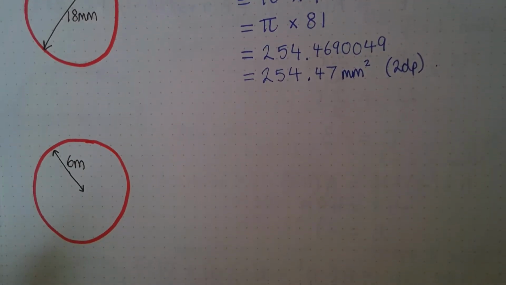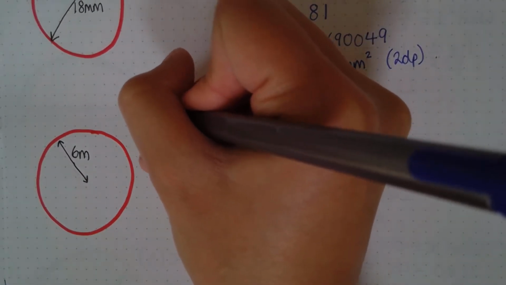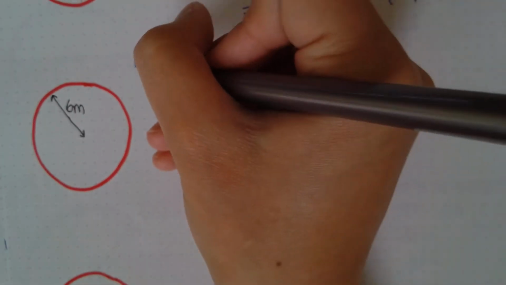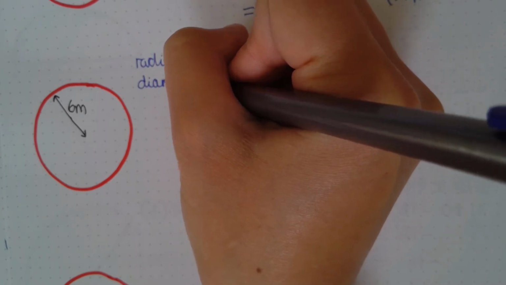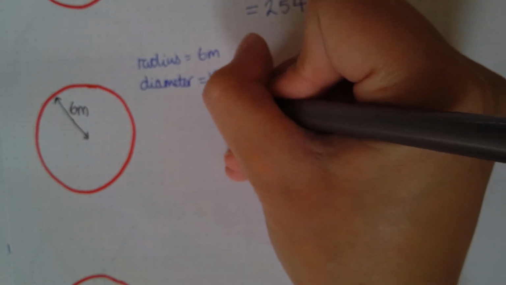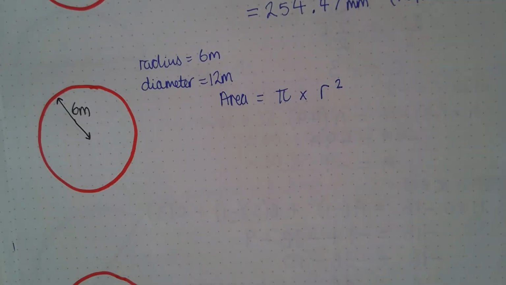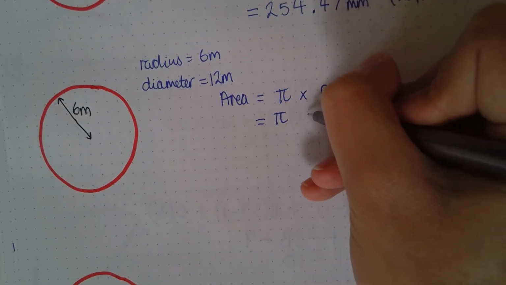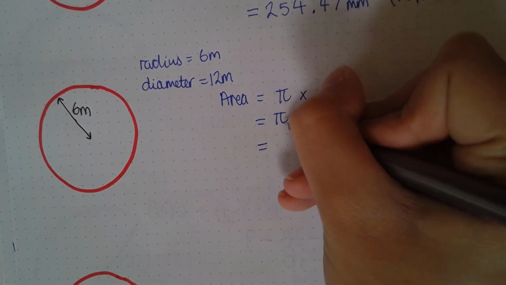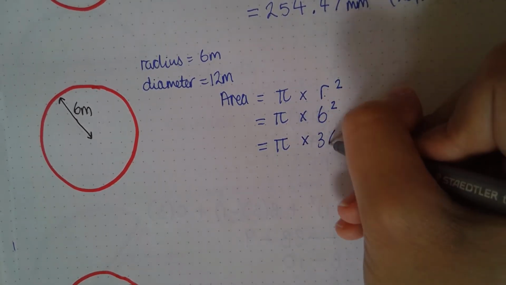Next one. So we've been given the radius is 6 metres, so we're going to write that radius is 6 metres. Diameter is double the radius, so we're going to write diameter is 12 metres. Then we can use our formula. So we've got area equals pi times r squared. Pi stays the same, times the r is radius, so is 6 squared. So pi stays the same. 6 squared is 6 times 6, which is 36.